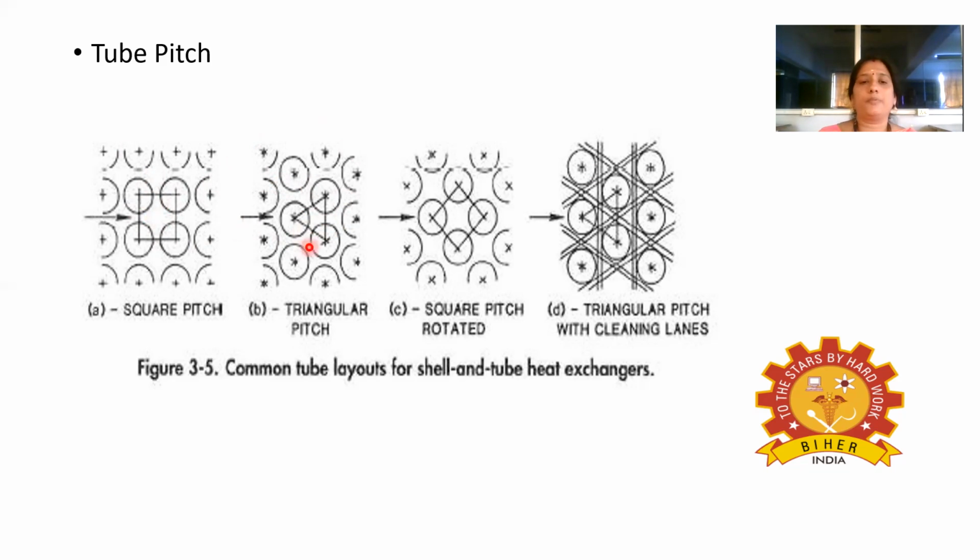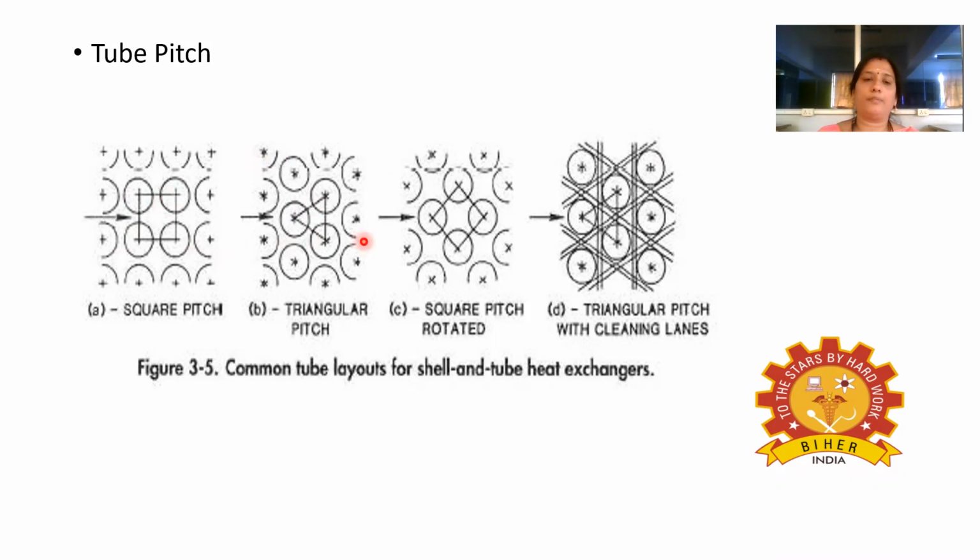But that is the disadvantage of the triangular pitch. In triangular pitch, we cannot insert the brushes into it because there will be more number of tubes fixed here. Since more tubes are fixed here, we cannot clean it very easily. So in this triangular pitch, the cleaning is very difficult. But in the case of square pitch, the cleaning will be very easy.